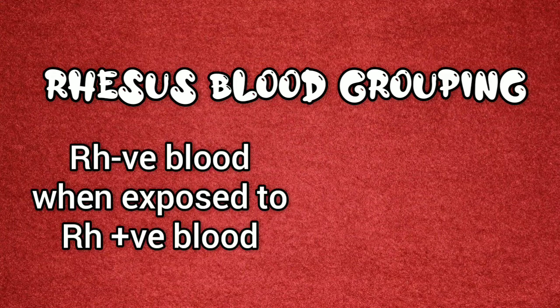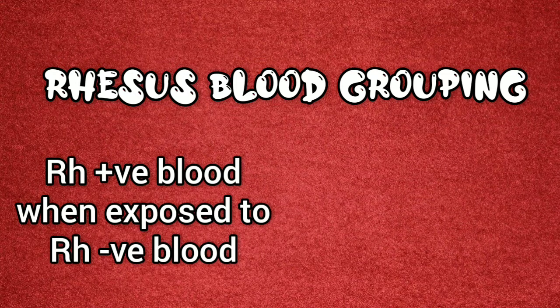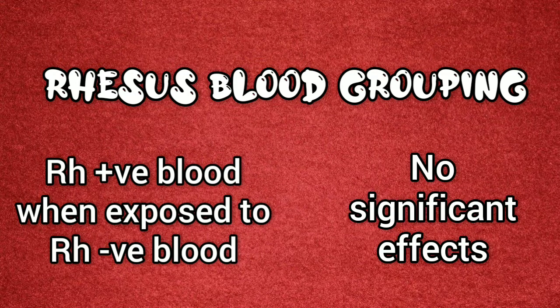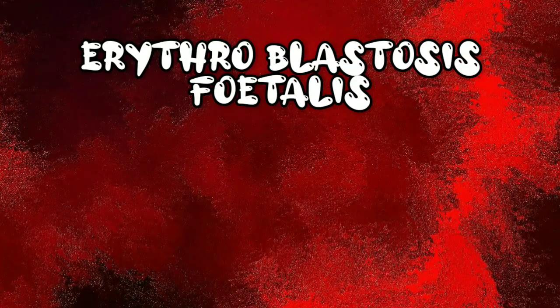However, if a person with Rh negative blood is exposed to Rh positive blood for the first time, anti-D antibodies are formed in the blood of that individual. However, when an Rh positive person receives Rh negative blood, no effect is seen. This Rh factor is responsible for the clinical condition in pregnant women called erythroblastosis fetalis. Rh incompatibility has great significance in childbirth.